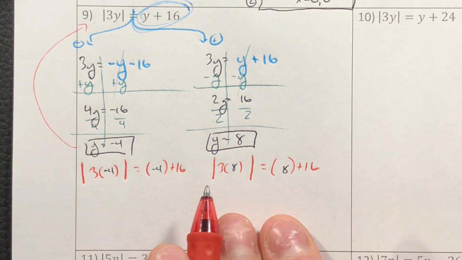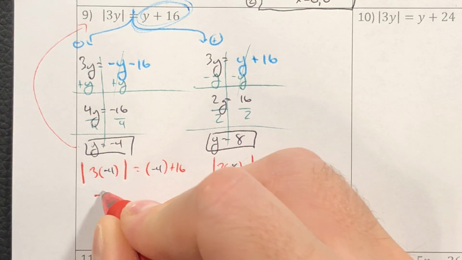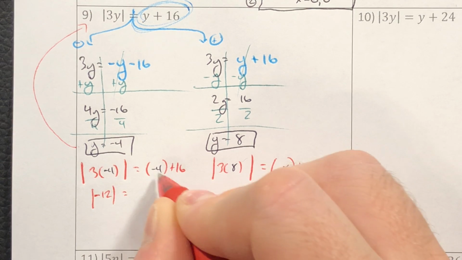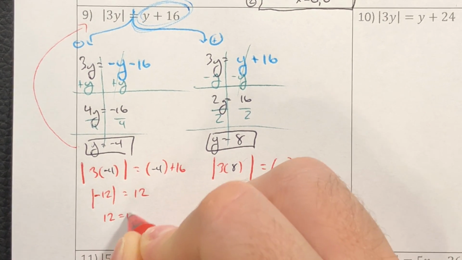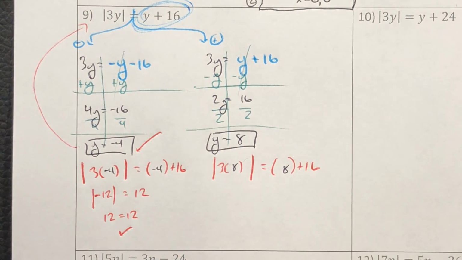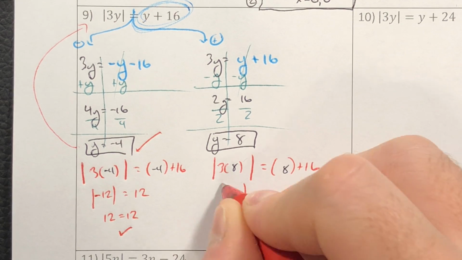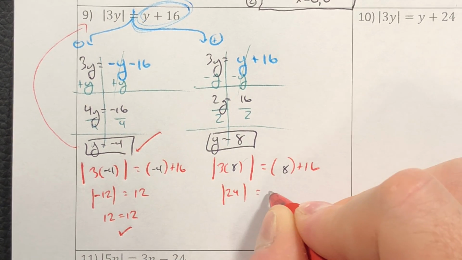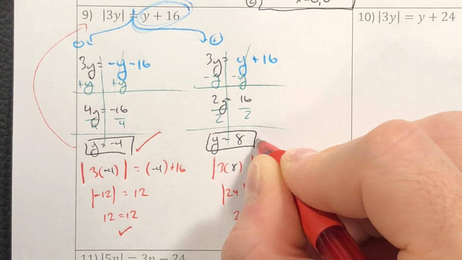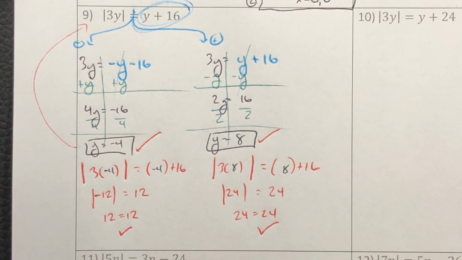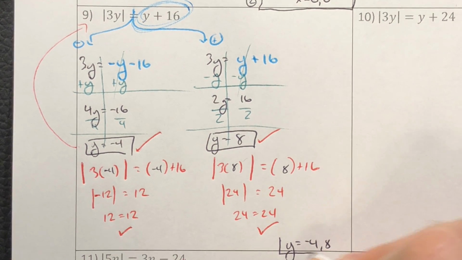Okay. So now that I've done that, I check the left and I check the right and see which one holds up. So I get negative 12 equals negative 4 plus 16 is positive 12. So 12 equals 12. That is in fact validated. That works out. 3 times 8 is 24. 8 plus 16 is 24. 24 equals 24. Both those answers are good. So you should have gotten y equals negative 4 and comma 8. How well did you do?